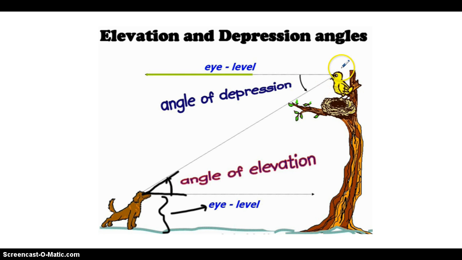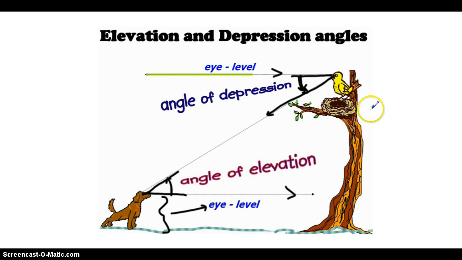All right, so then we have this bird in the tree. Now this bird, if it were to look straight out, has its horizontal eye level as well, or horizontal line of sight. These two horizontal lines are parallel. Now, this bird then needs to look down to see the dog that's looking up at it, right? So from your horizontal line of sight, the bird then looks down and sees the dog. This is called the angle of depression. Think like depression, you're feeling down, you're looking down.